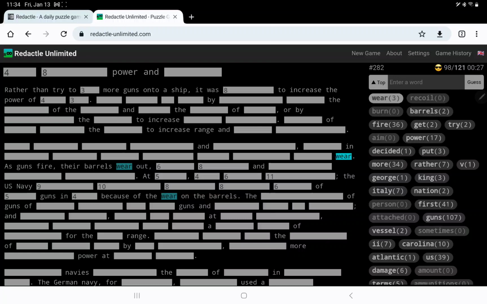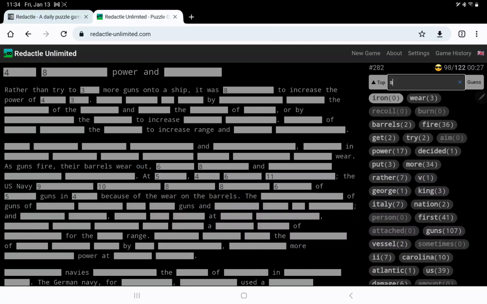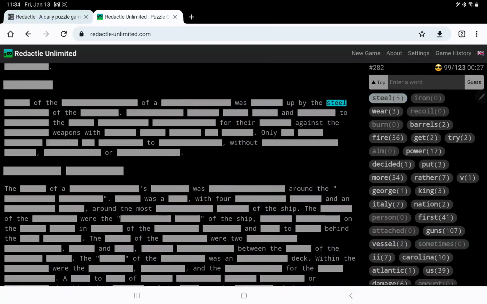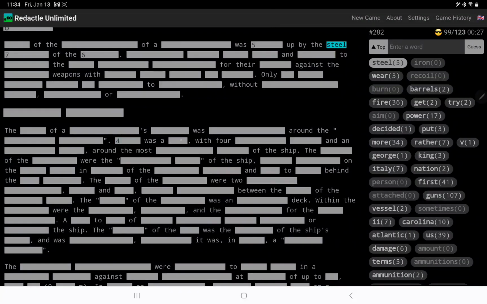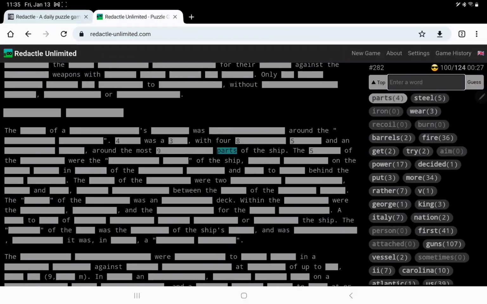Did they make guns in iron, steel? Was something up by the steel 7 of the 6. With 4 something something around the most something of the ship. Something parts of the ship. Around the most vulnerable or something. The 5 of the 7 were the 8, 4 of the ship. 5, 7 on the 4, 4 in that. And something to something behind.